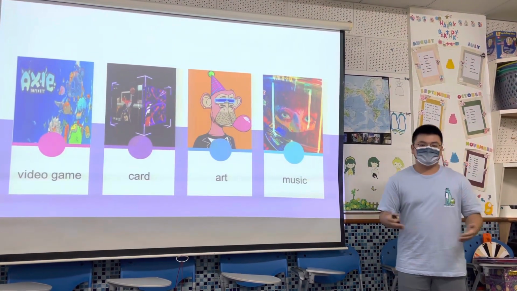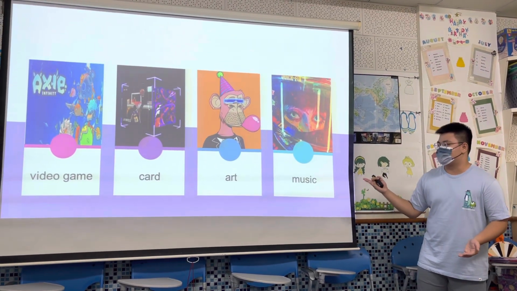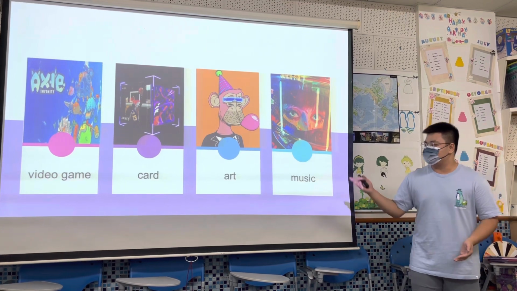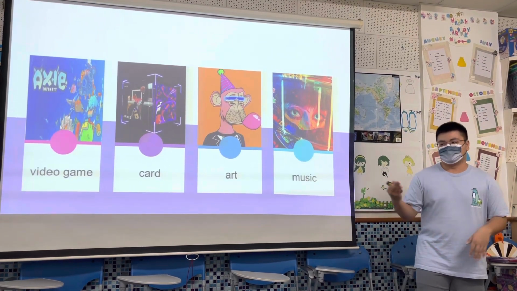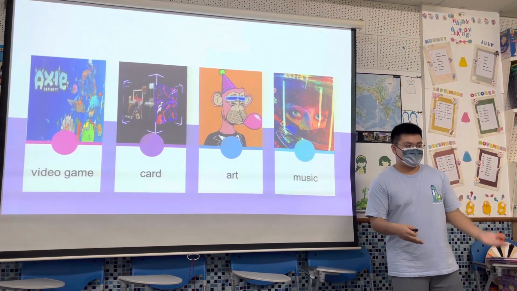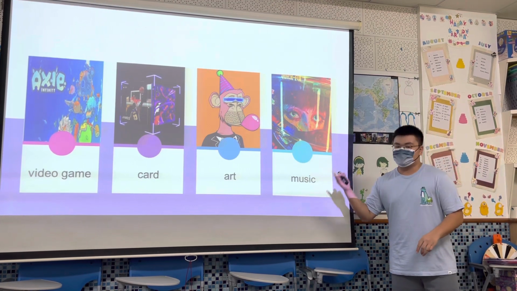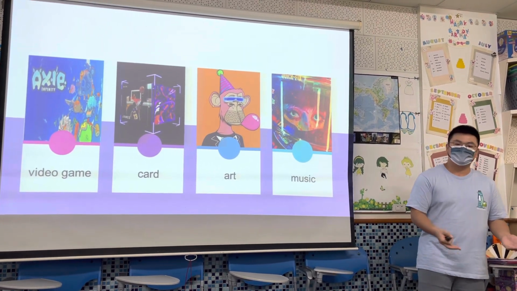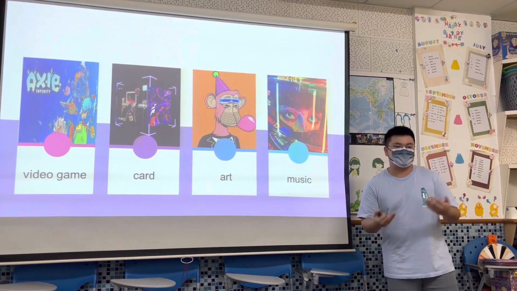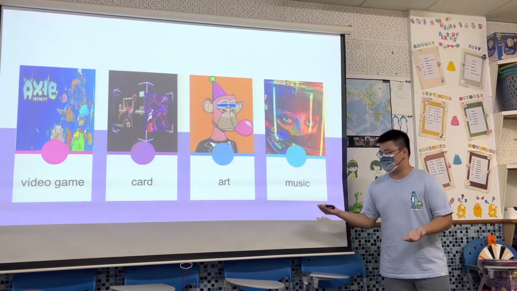Here, there are many types of NFT projects, and here are the four most common ones. The first one is video games. By turning a video game like Mario into NFT, it's very valuable. The second one is cards. Cards of athletes, for example, NBA players or MLB players, those cards are worth a lot of money.